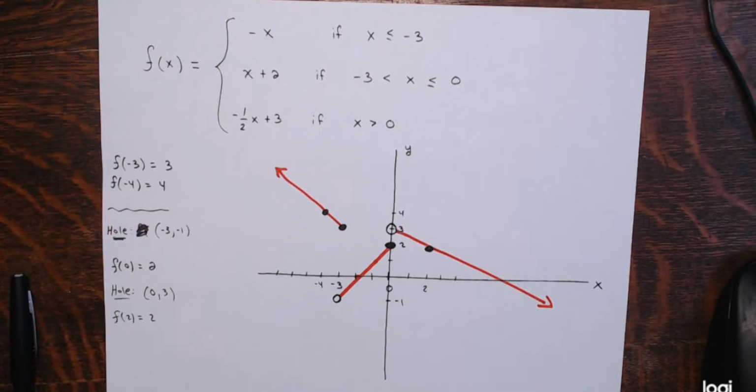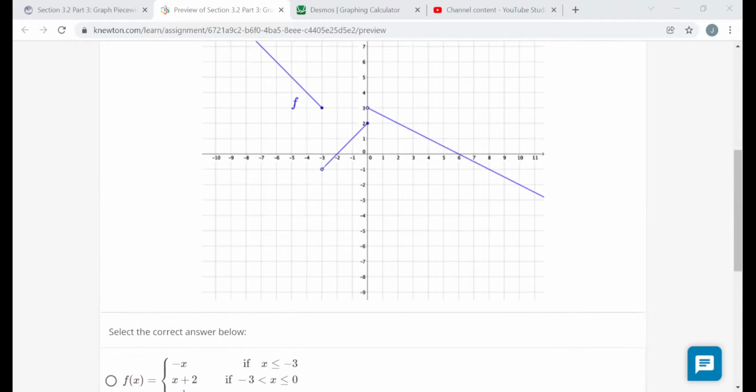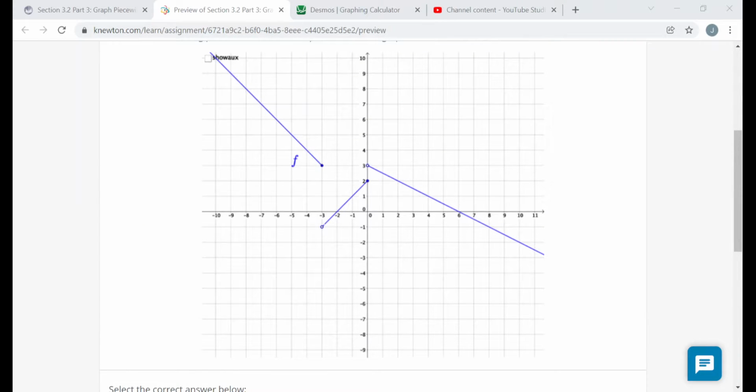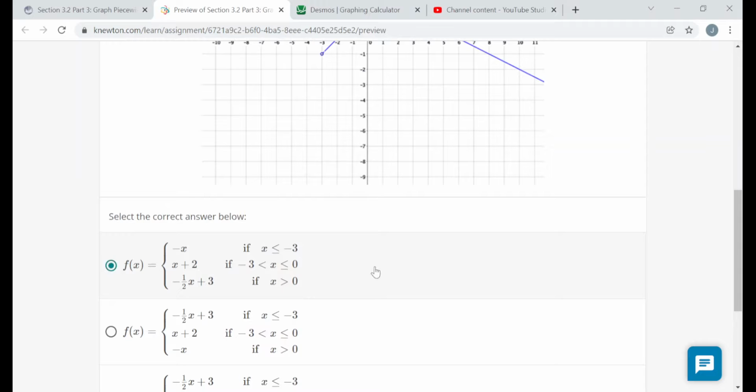All right, now does this match the graph we were given? Let's see. Well, I got this slope of negative 1 line, and you got negative 3, 3 is solid, y equals negative x. You got negative 3, negative 1 is open up to 0, 2, which is closed, a solid point in a straight line there. That looks right, and then you have an open point at 0, 3, and then it goes, slope of negative 1/2 down here. Right? You got 2, 2. This is actually this first option. Lucky us. We were very fortunate that that was the first option.